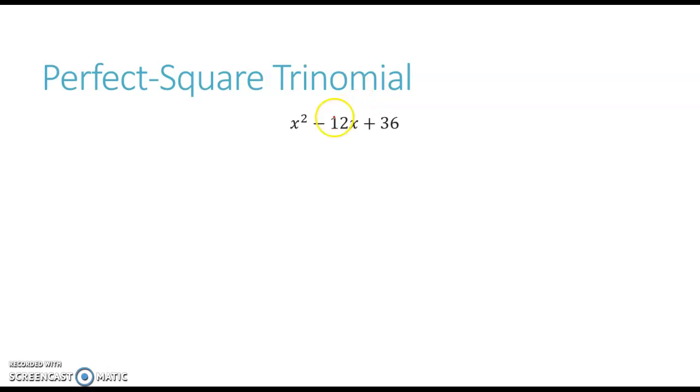So here we have a perfect square trinomial. I'm telling you it's a perfect square trinomial, but how do we check it? Well, right now we know that a is 1 and c is 36. If I take the square root of those, square root of 1 and square root of 36, I end up with 1 and 6. And 6 times 1 is 6, times 2 is 12. So it fits my a squared minus 2ab plus b squared.